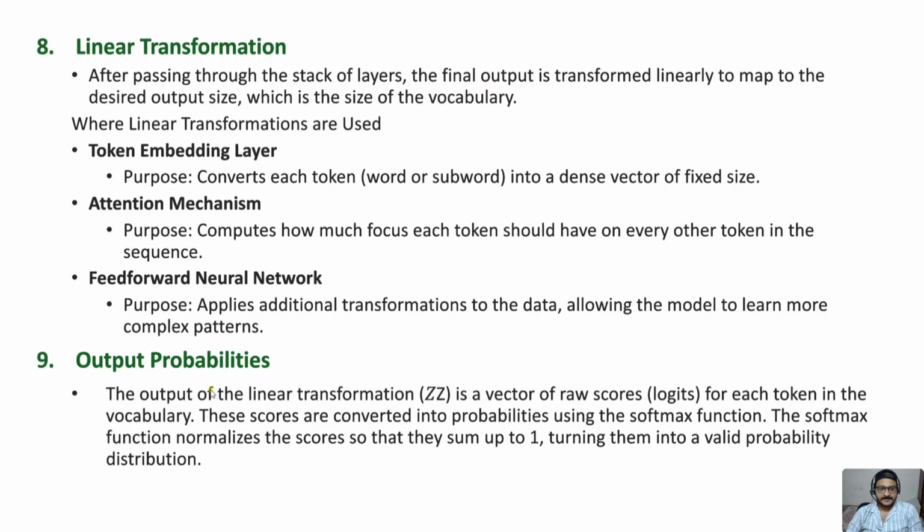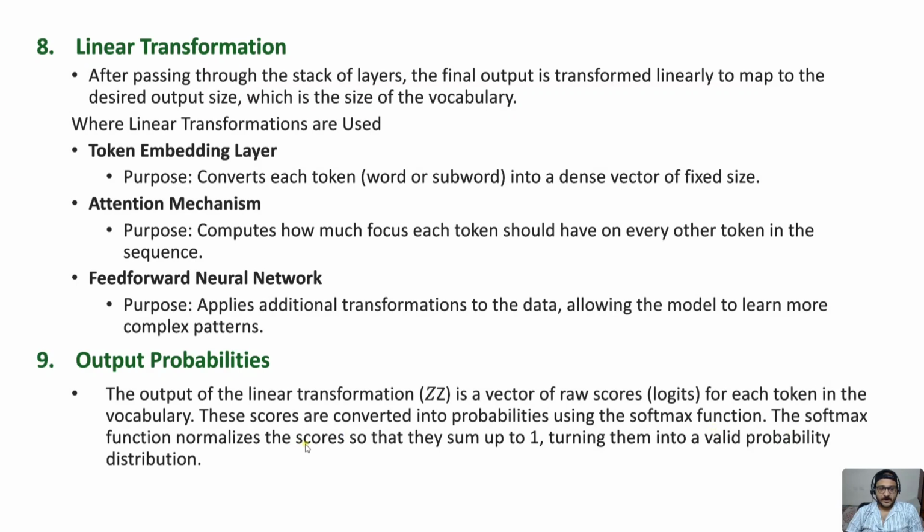Next we have output probabilities. So the output of the linear transformation is a vector of raw scores for each token in the vocabulary. So whatever tokens it got, it may pass to the vocabulary. And based on the tokens which we got from these particular layers, these scores are converted into probabilities using the softmax function. Again, one of the functions we are seeing here is the softmax function. So based on the softmax function, we will get the final output which we want as a result.